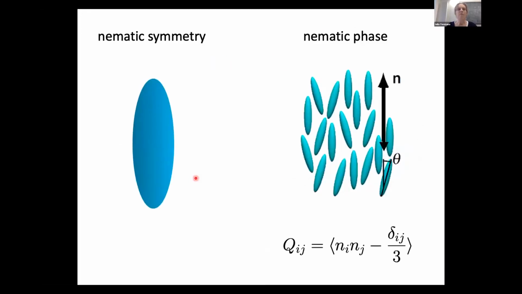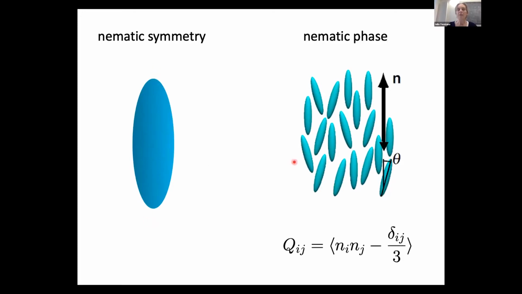Okay, so let me just remind you to start with. Let me remind you about the idea of nematic symmetry, because the theory we need to describe these active systems is a nematic theory, an active nematic theory. A nematic has this symmetry. It has a preferred direction, but up and down are the same.